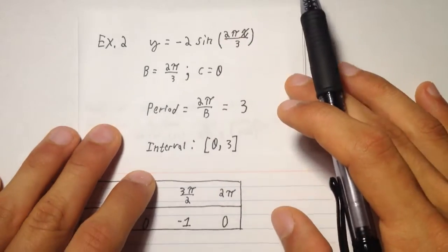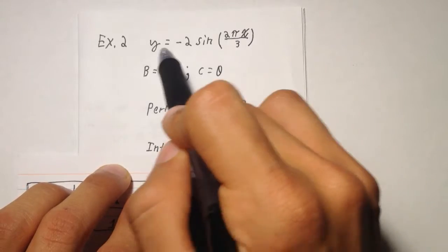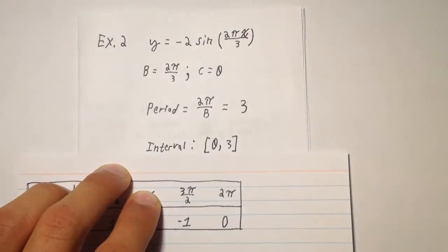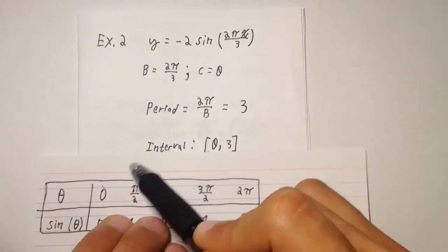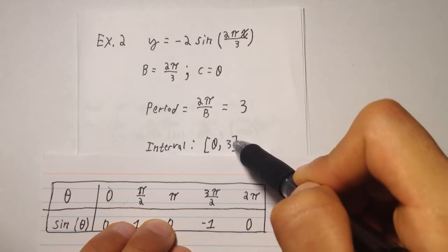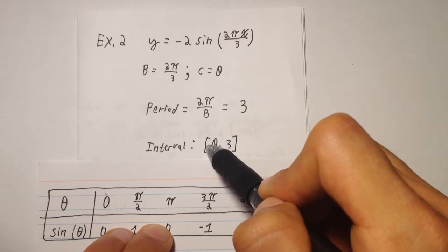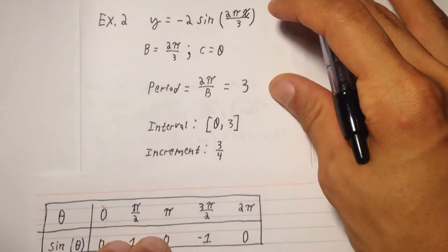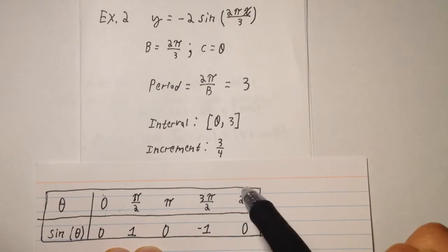So, again, 2 pi over b, where b is what we found over here, a fraction divided by a fraction. The 2 pi's cancel out, that's algebra, and we get 3. So my interval goes from 0 to 3. And to find my new quarter points, I simply subtract 0 from 3 and divide by 4. So my increments are going to be 3/4. That's how much I'm going to increment for my new points.